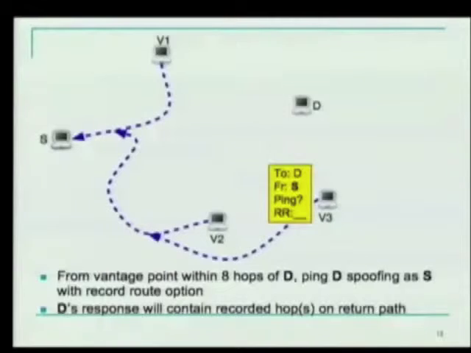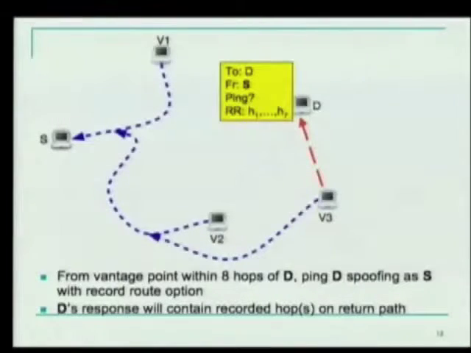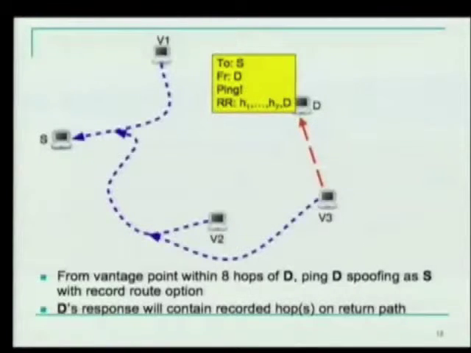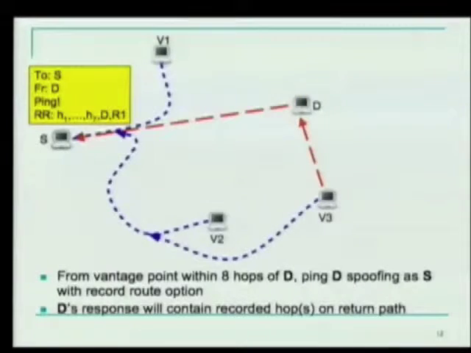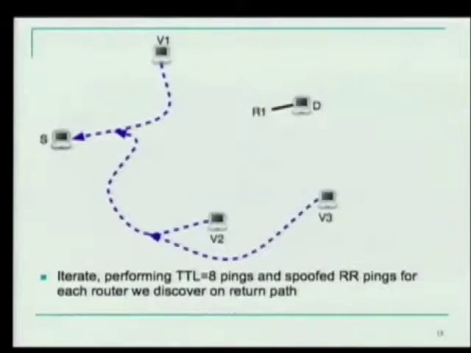Next, I'm going to find some vantage point that's within 8 hops of the destination so it can use record route. In this case, let's say that V3 is. V3 will then send a record route ping to the destination, but spoof and claim that it's coming from S. When that packet gets to D, some number of the hops will be filled out, let's say 7. D will add itself in and then reply to S. When the response gets back to S, there's now reverse path information in it. We know that R1 is on the reverse path, and it looks something like this.